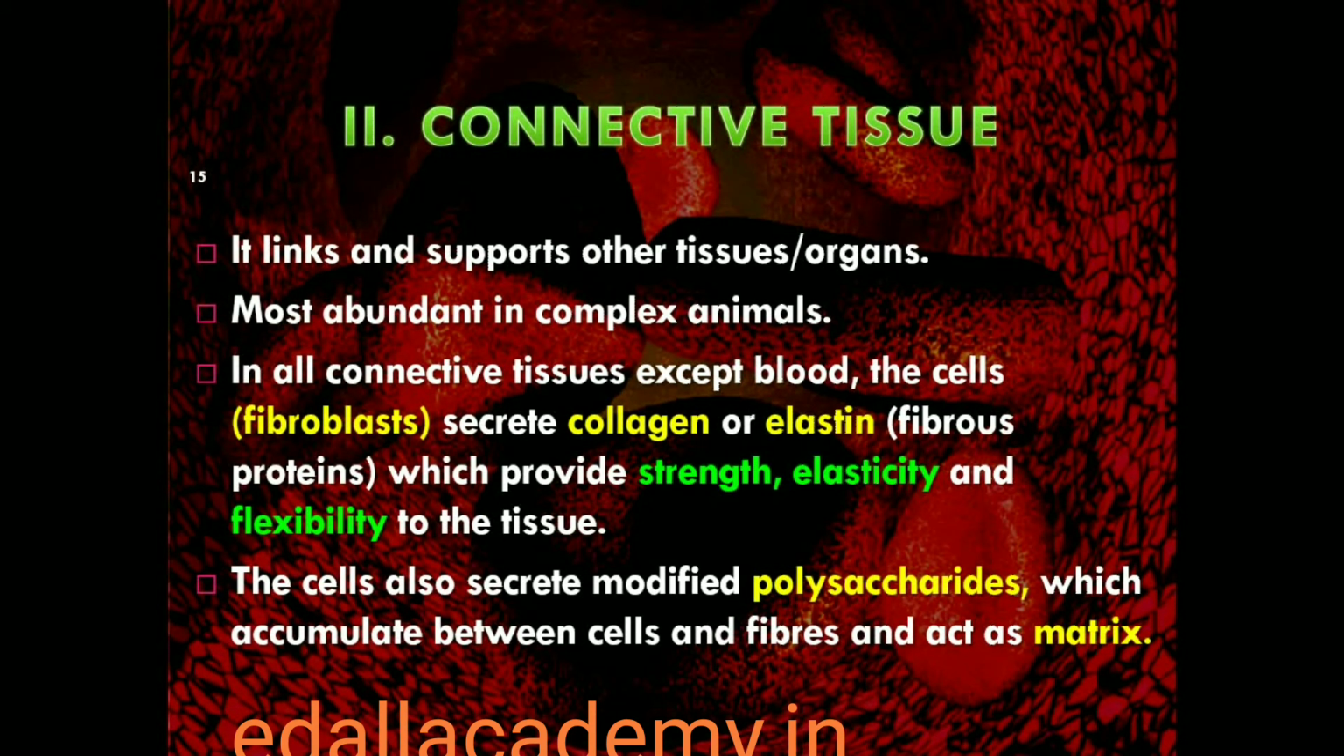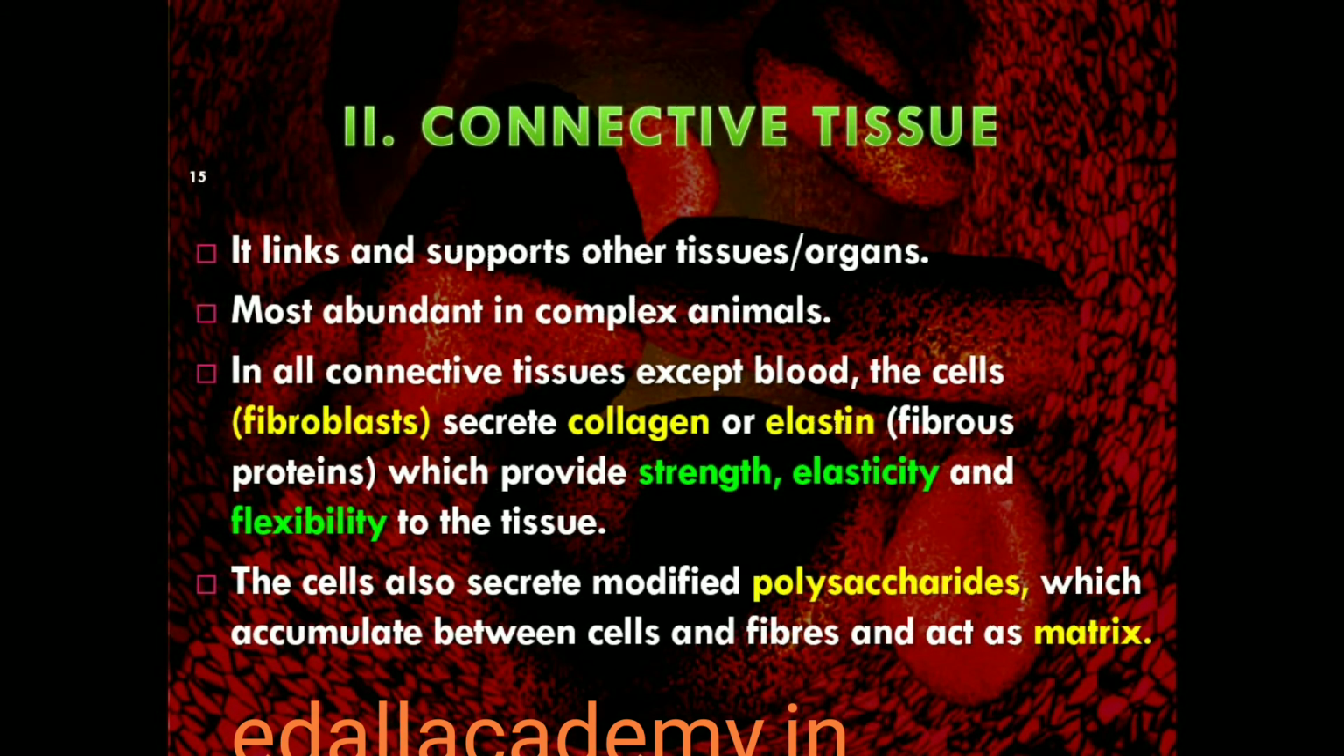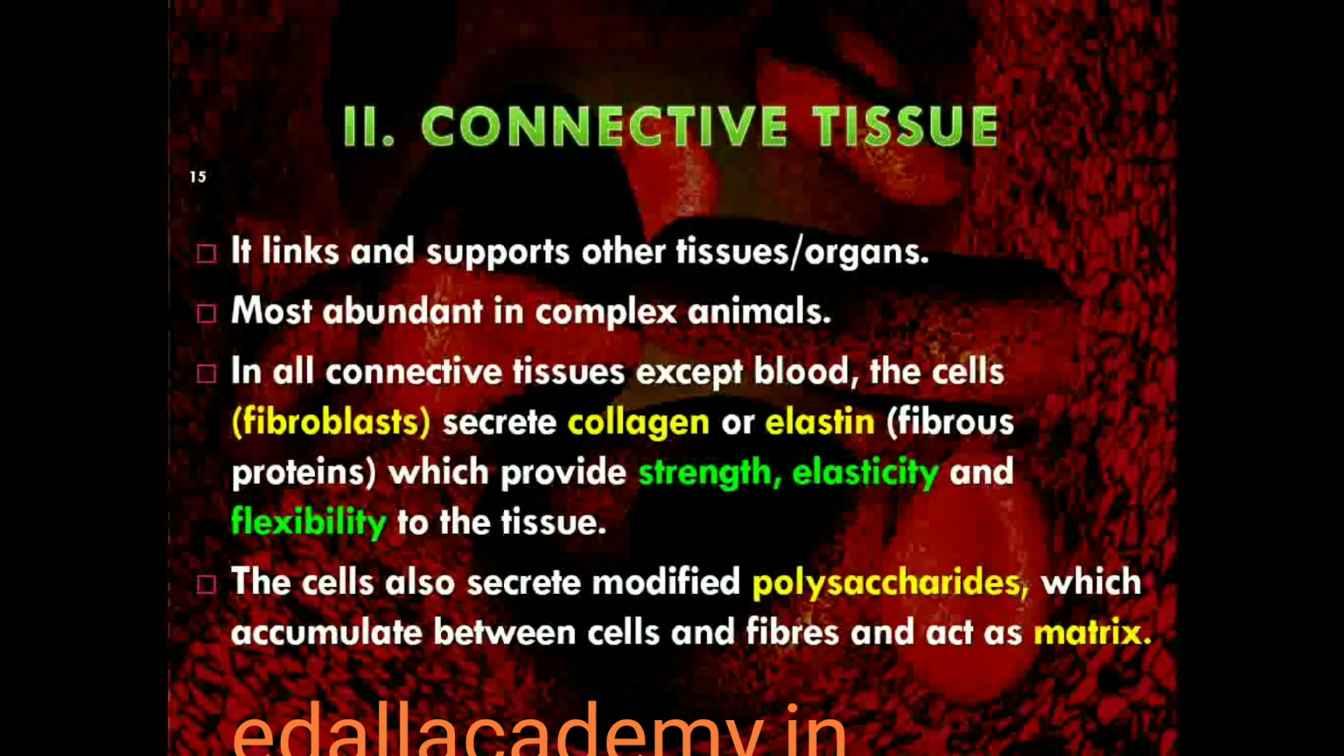In all connective tissues except blood, the cells secrete fibers of structural proteins called collagen or elastin. The fibers provide strength, elasticity and flexibility to the tissue. These cells also secrete modified polysaccharides, which accumulate between cells and fibers and act as matrix, the ground substance.